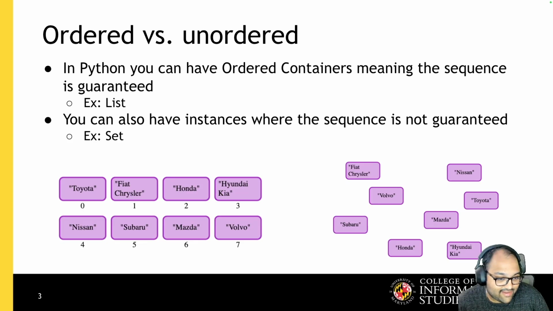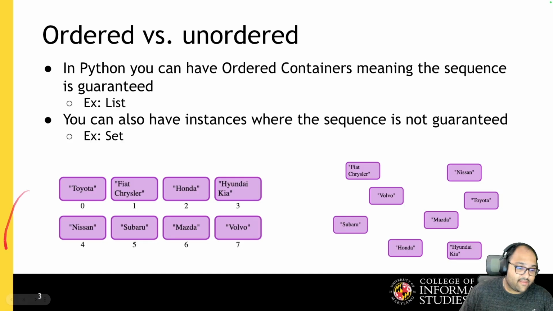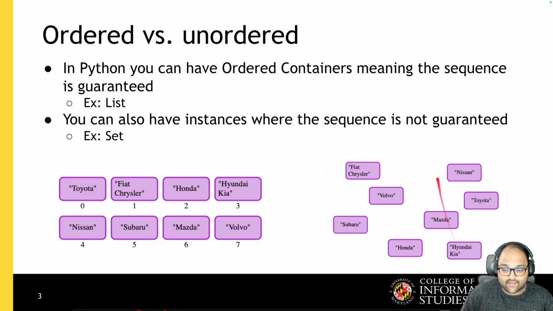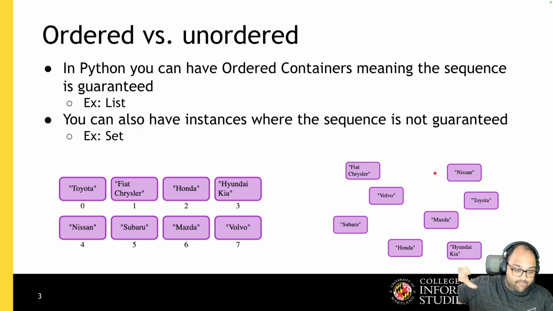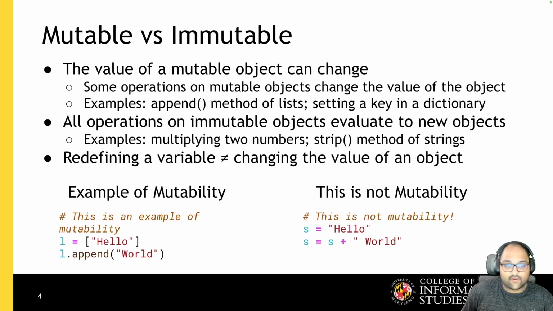If you look at the example, what we're seeing here is an ordered list: Toyota, Honda, and so on, all in order. But here, this is more like a set, where all the objects exist, but you can't just say object at 0, because there's no guarantee that that is the same object.